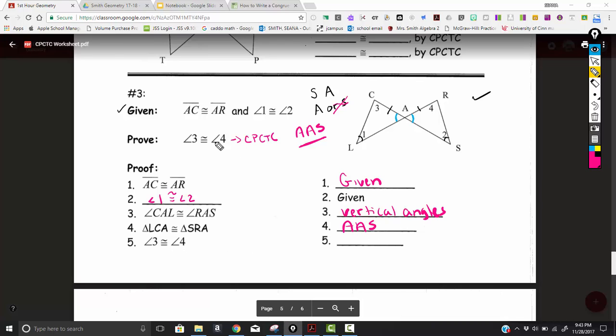And then the last thing is to say the proof statement. Your hard work is done. You're just copying down this piece. My reason is CPCTC. They had my statement over here, angle 3, congruent to angle 4. So the big point we want to point out in this is these vertical angles.